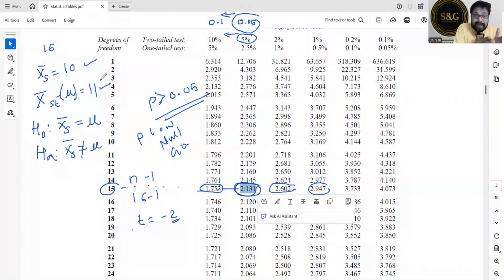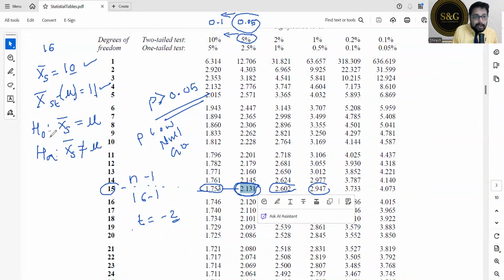But because we are checking about a population, we are inferring about a population. With 16 sample data, we are inferring about the future. We are inferring about the population, the probability. Are you understanding? So we want to check the probability that this difference is statistically significant.